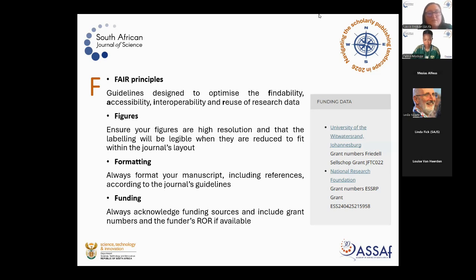Formatting. Always format your manuscript, including your references, according to the journal's guidelines. Funding sources should always be acknowledged and also include the grant numbers and the funder's specific identifier if you have it available.